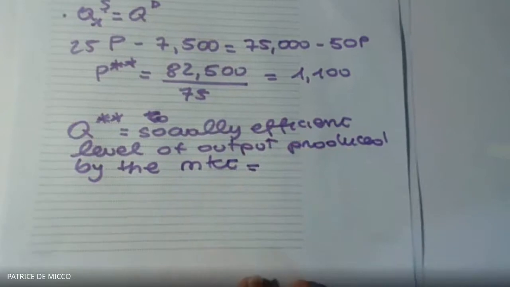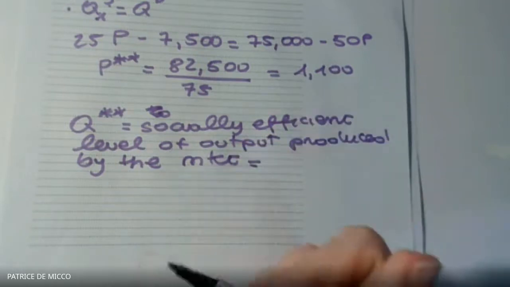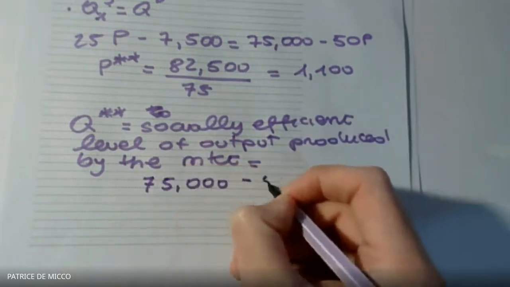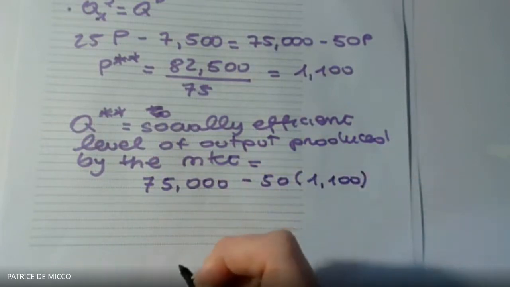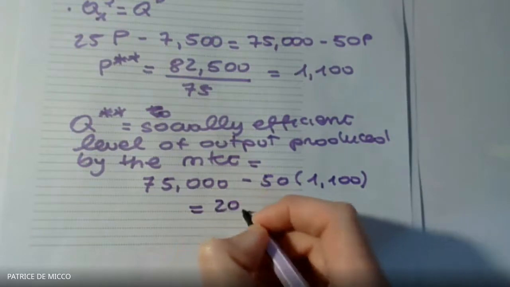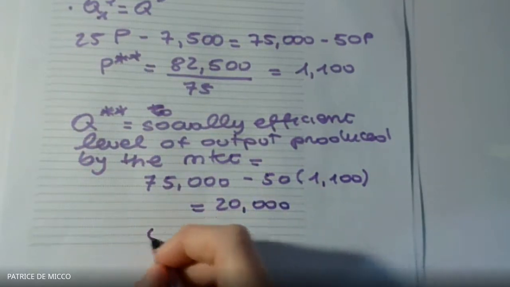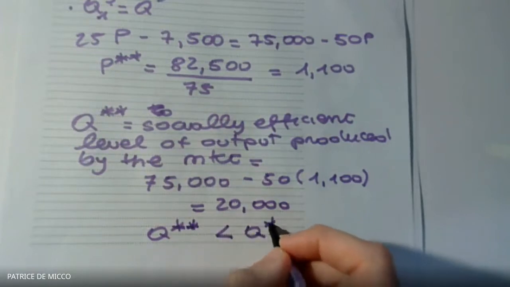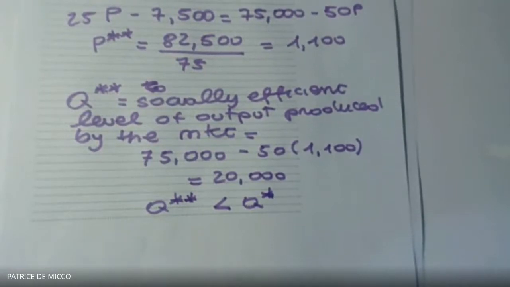To find it, we simply substitute this P either in the demand or in the supply. It's the same. Suppose we substitute it into the demand. We have 75,000 minus 50 times 1,100. And this gives 20,000. As you can see, this quantity here, as we said at the beginning, is lower than the quantity produced by the firm that does not take the negative externality into account.